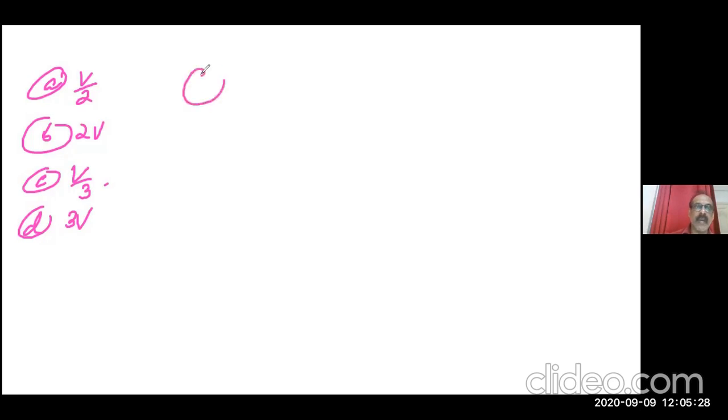So again, a particle of mass m moving with a velocity v strikes a stationary particle of mass 2m, whose velocity is 0, and sticks to it. Sir, the velocity of the system will be v by 2, 3, right?